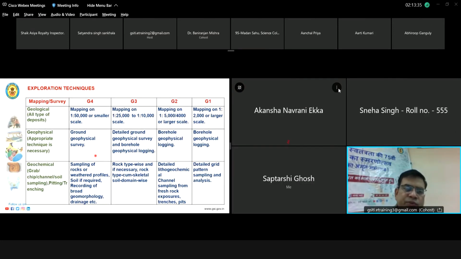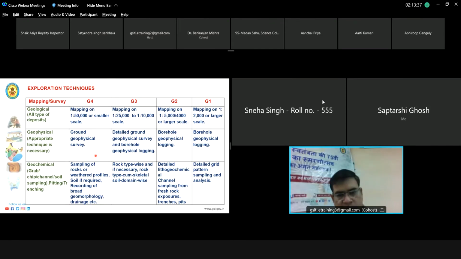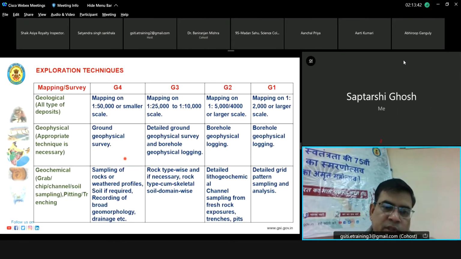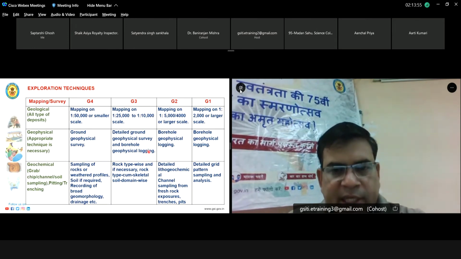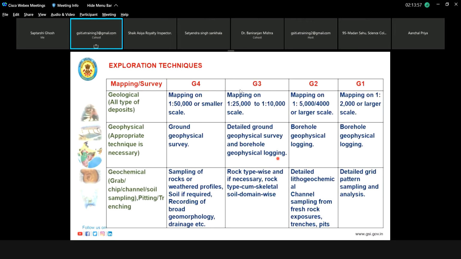In G4, in the present practice we are adopting in GSI, we will take around 100 square kilometers of area. So a ground geophysical survey is necessary of the whole area in order to define where the geophysical signatures of minerals are. And then this ground geophysical survey will again switch, in G3, to detailed geophysical survey and borehole geophysical logging. Then in G2, borehole geophysical logging, also in G1 borehole.